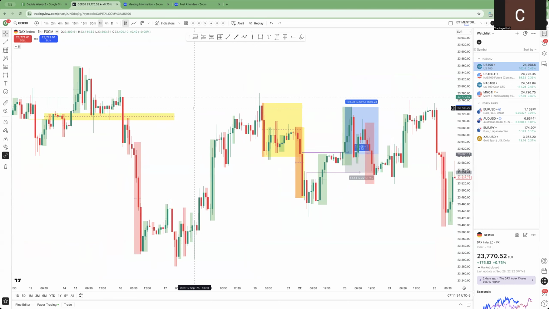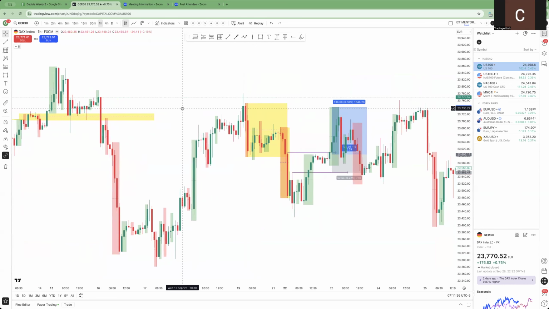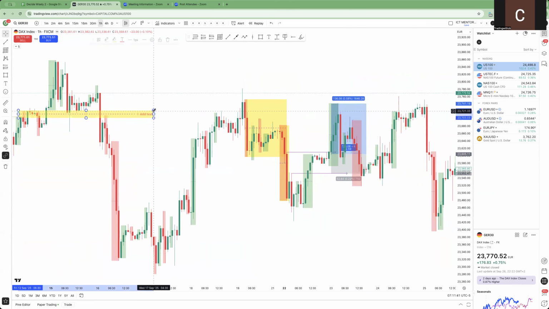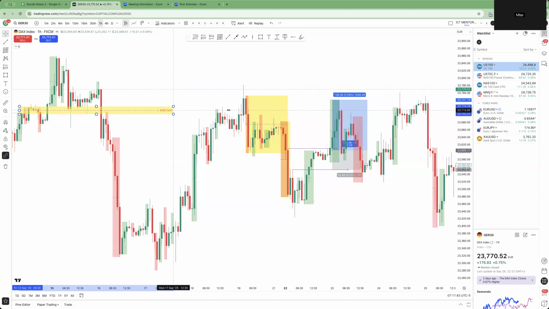Because it is the same thing I'm trying to look for. I don't like having an expansion and not closing outside of the expansion. Yeah, I hate that. You see this, right?